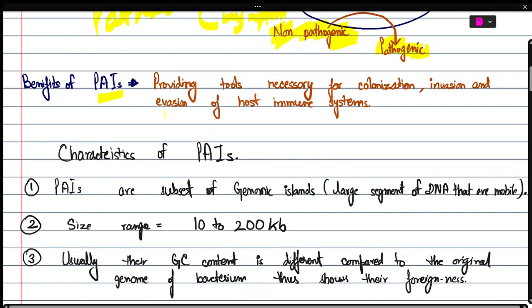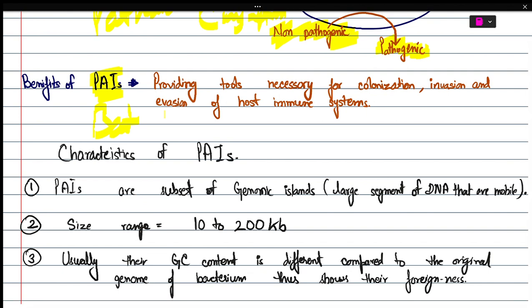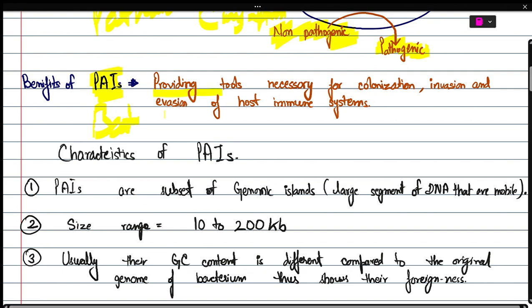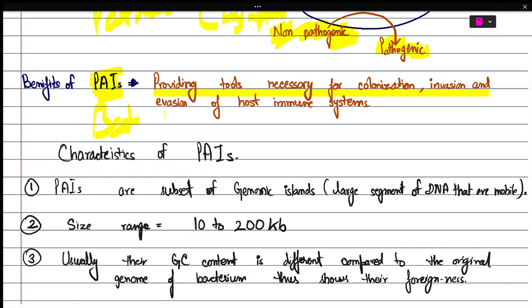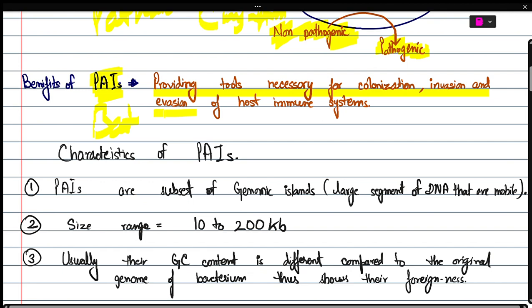So what are the benefits of PAIs to the bacterium? If we talk about bacteria, then if PAIs are being introduced into one bacterium, then it is providing tools necessary for colonization and invasion and evasion of the host immune system. Okay, so if PAIs enter into a new bacterium, its colonization will increase, its invasion to a new host or the same host will increase, and its evasion of the host's immune system will also increase.